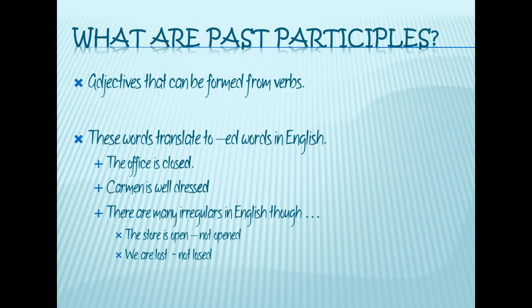So to start off, what are past participles? Past participles are adjectives that can be formed from verbs. These words generally translate to "-ed" words in English, but keep in mind that there are actually many irregulars. So something like "the store is open" as opposed to "not opened." And "we are lost," we would not say "we are losed." Okay, so make sure that you know there are some irregulars.